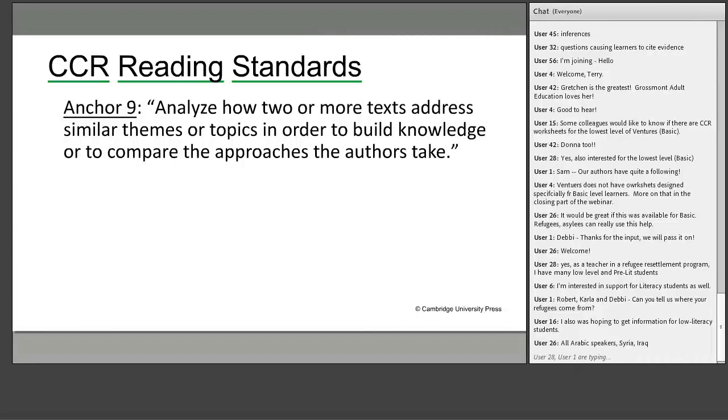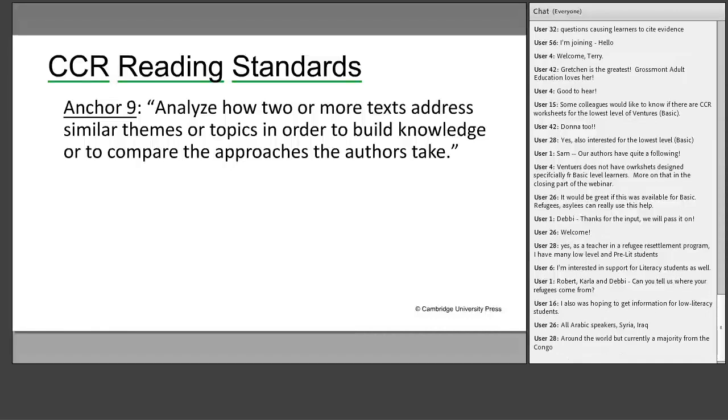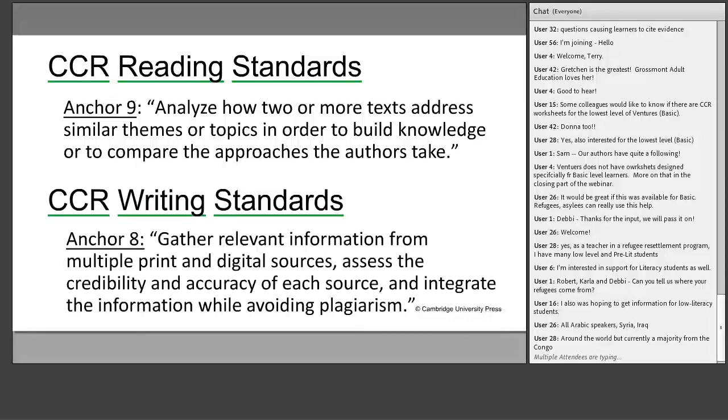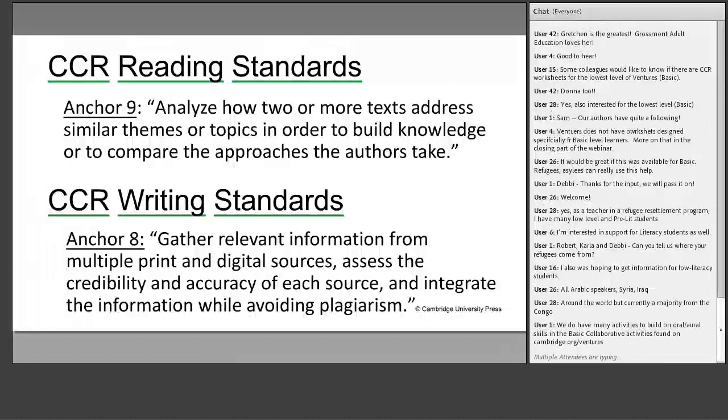The idea of comparing two or more texts comes directly from the CCR standards, both for reading and writing. Reading Anchor 9 says, analyze how two or more texts address similar themes or topics in order to build knowledge or to compare the approaches the authors take. Writing Anchor 8 says, gather relevant information from multiple print and digital sources, assess the credibility and accuracy of each source, and integrate the information while avoiding plagiarism. Some key words here are similar themes or topics, multiple sources, and integrate information.